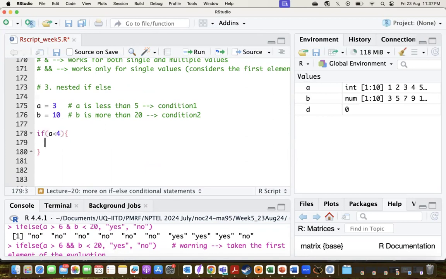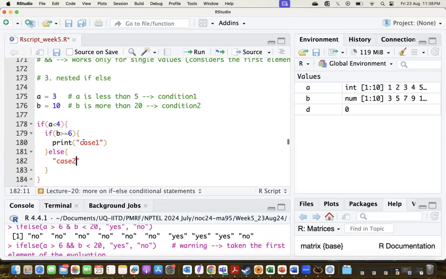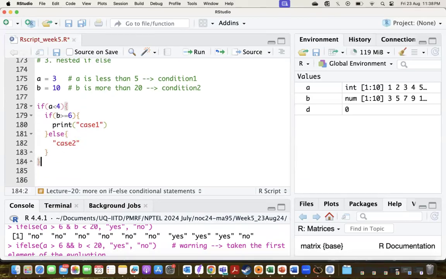Now, if a is less than a certain number, I mean a is following a certain condition, it does not tell us whether b follows something or not, right? So what I can write instead, if, let's say b greater than equal to 6, I can write something here, print, let's say case 1. I'll write else. I'll set up something and then I'll ask you to tell me what is happening everywhere.